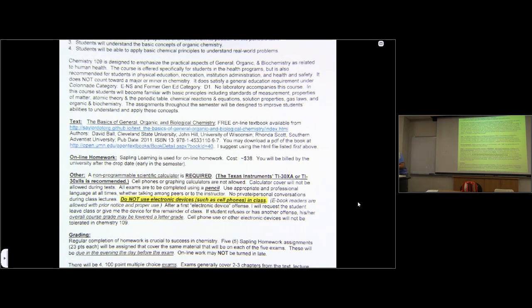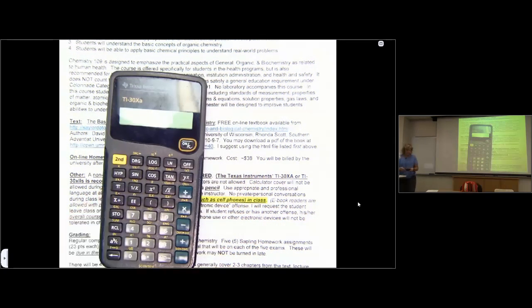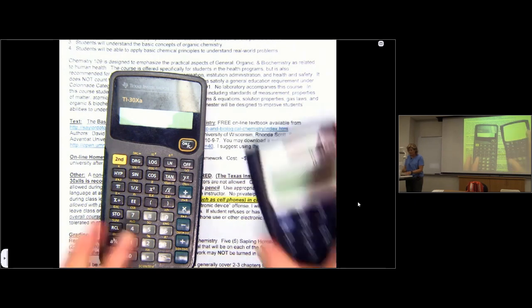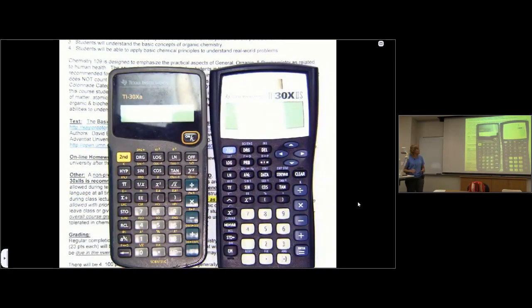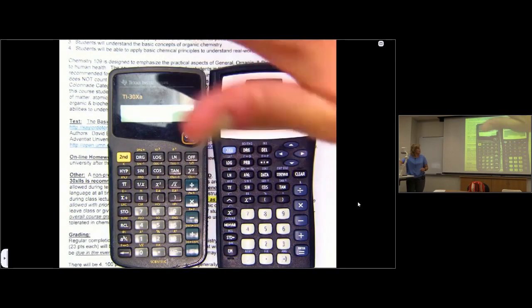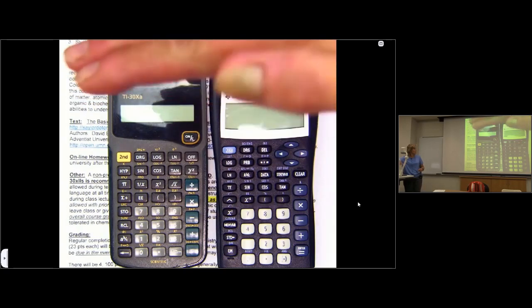I'm going to talk about calculators real quickly. I've, again, sent an email about this. These are the 2 calculators that you may use. You may not use a graphing calculator. I'm trying to block the glare there.